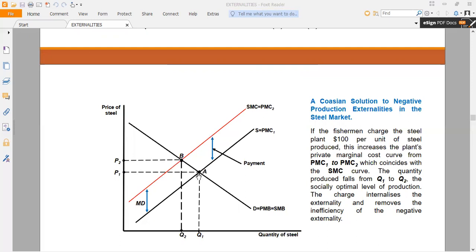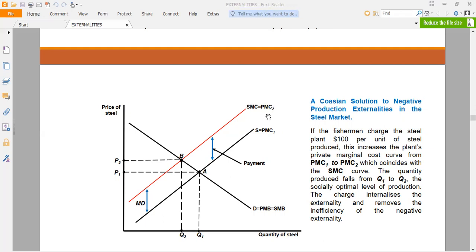The firm would like to produce at point A, where the private marginal benefit is equal to private marginal cost 1. Okay. But now, because the individuals own, let's say, the water body, they will charge the firm the amount of marginal damage. So instead of having a private marginal cost of 1, you have a private marginal cost 2, and that will equal the social marginal cost.